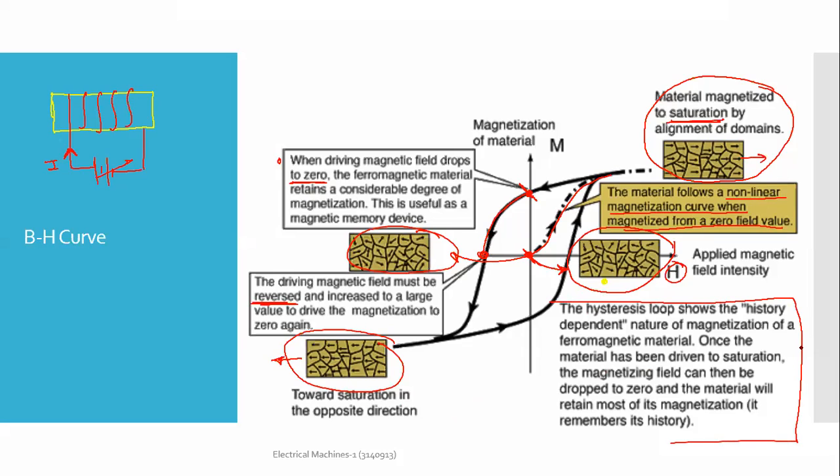You can see what the hysteresis loop shows. It shows the history-dependent nature of magnetization of a ferromagnetic material. Once the material has been driven to saturation, the magnetic field can then be dropped to zero, and the magnetic material will retain most of its magnetization. It remembers its history. Now let me explain what a saturation region is.